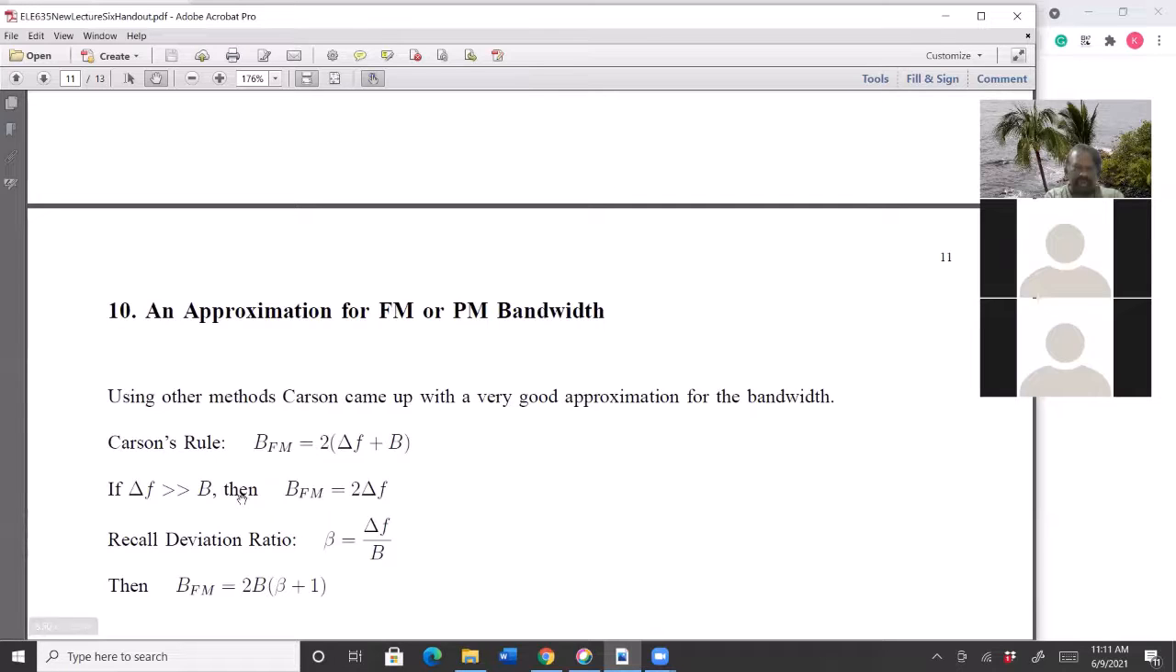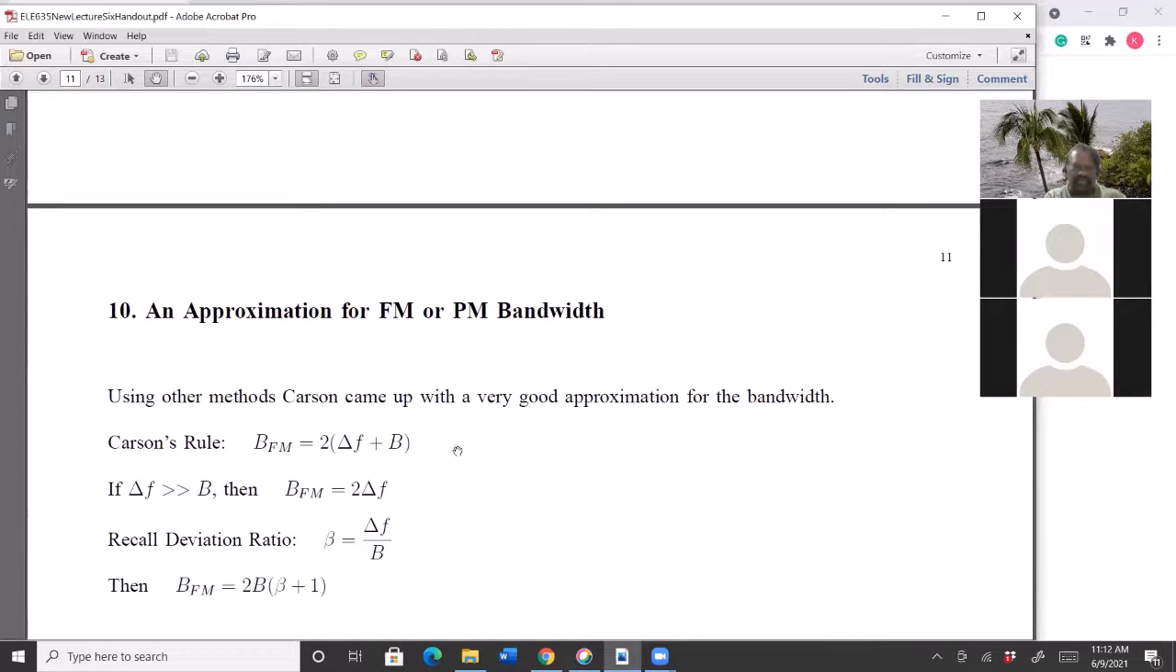Now, this approximation here, please cut it out. We will never use this. I'm not going to worry about this. You can see if capital F is really bigger than B, then we can say this is 2 this. Okay, forget that. Now, remember we had the deviation ratio beta as this. If you plug in here and manipulate it, you have another formula for FM bandwidth. So this is the practical bandwidth, an approximation for FM or PM.